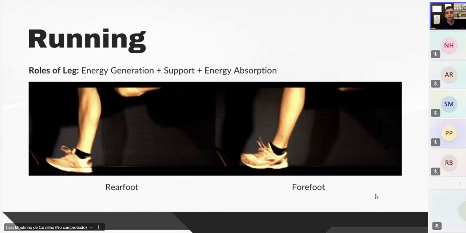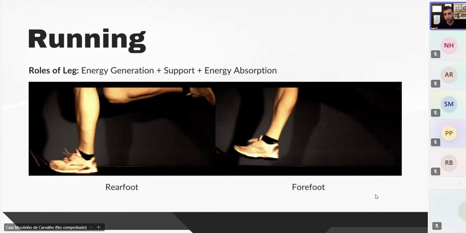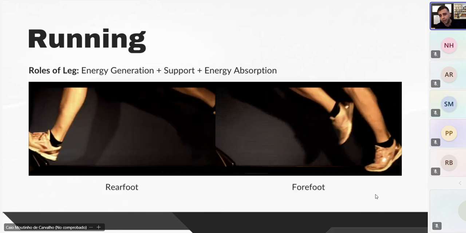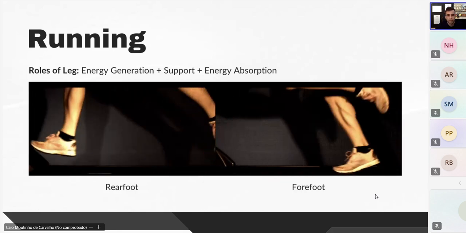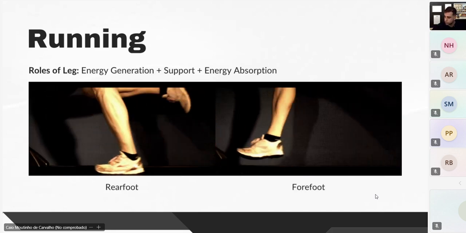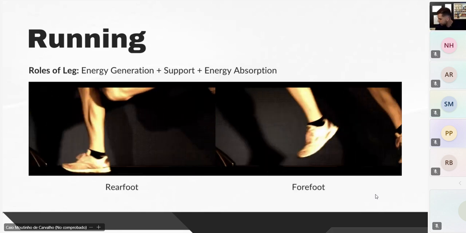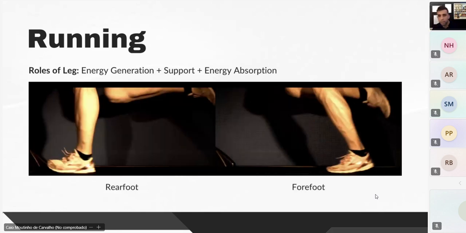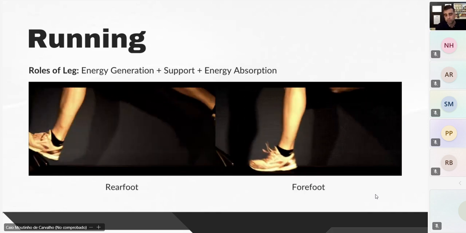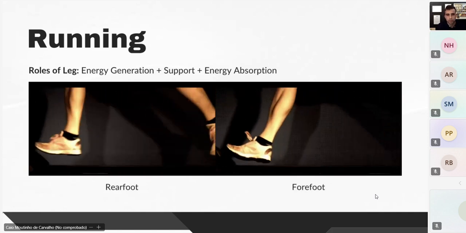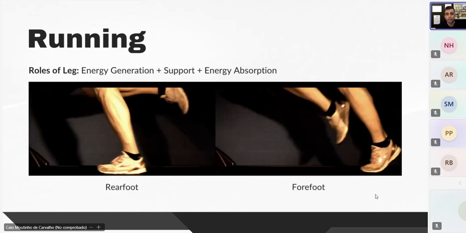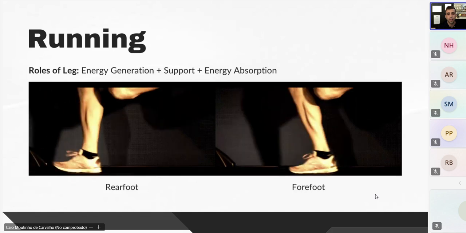And when we talk about our landing, which is rear foot and forefoot, can anybody tell me the difference between the video that we're seeing on the left side and on the right side? I think it could be something like the way the foot touches the ground, I think. Absolutely. Perfect.